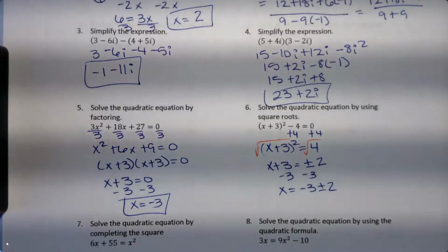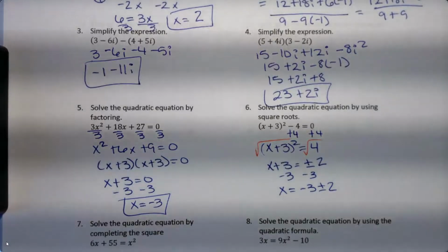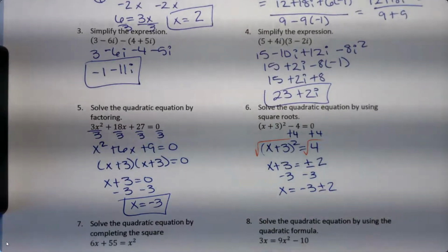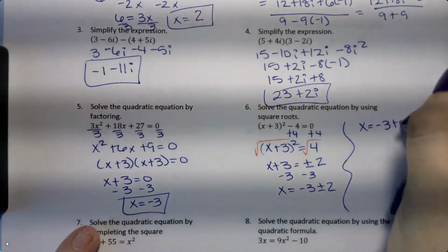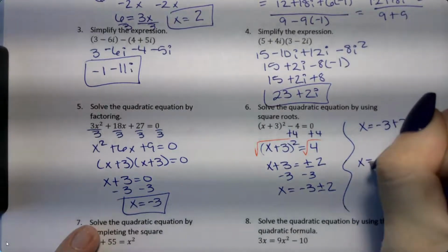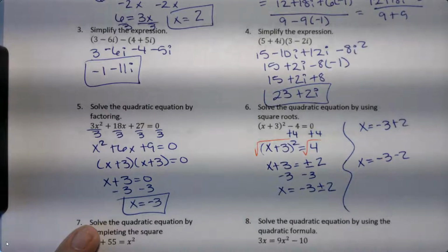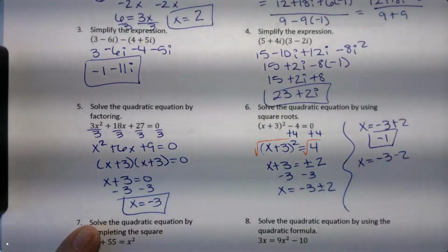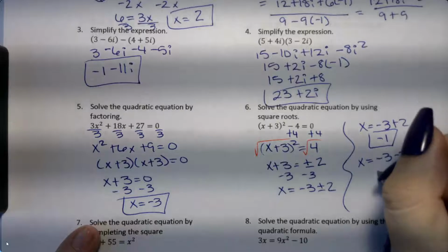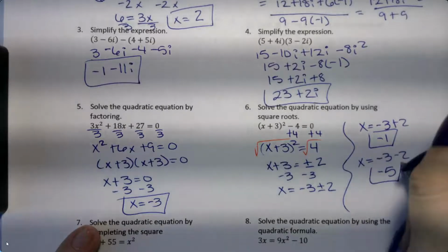Because these are both whole real numbers, I can actually split this up and solve into 2 equations. I'm going to have x equals negative 3 plus 2. And then I'm going to have x equals negative 3 minus 2. So on the first one, negative 3 plus 2 is negative 1. The second one, negative 3 minus 2 is negative 5.